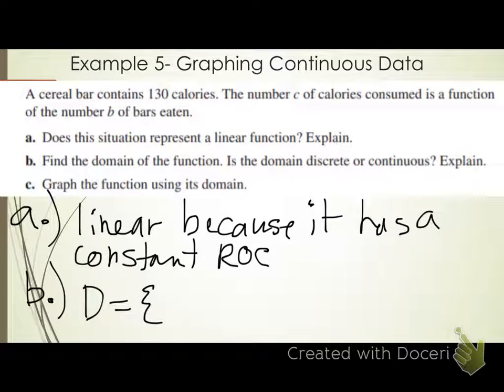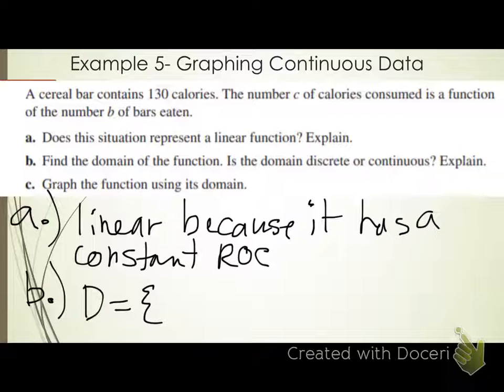Is my x variable always the independent or dependent variable? Independent. Y depends on x, right? So x is the independent variable. Which one of these is going to be my independent variable and take the place of x? B, bars eaten. Because like we said, the number of calories I consume depends on how many bars I've eaten. So the number of bars eaten is my independent variable.